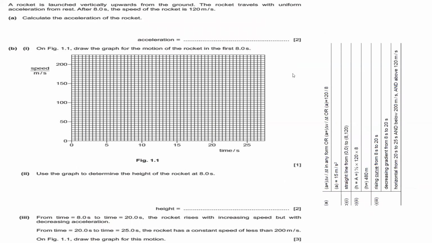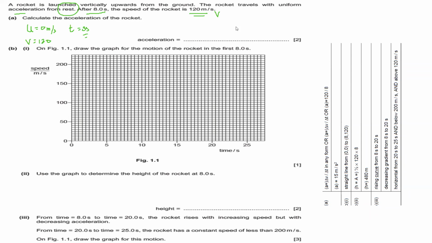Okay, another question. In the question, a rocket is launched vertically upward from the ground. The rocket travels with a uniform acceleration from rest. So the rocket starts from rest. If something starts from rest, the starting speed is 0. After 8 seconds, the speed of the rocket is 120. So that is the final speed, V equals 120. And how much time did it take to change the speed? That's equal to 8 seconds.